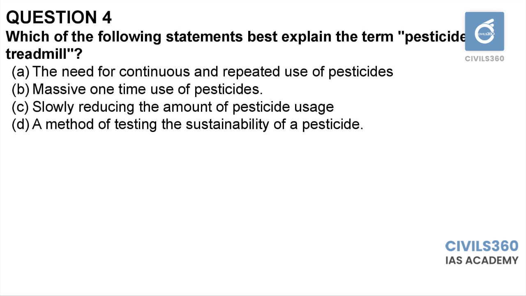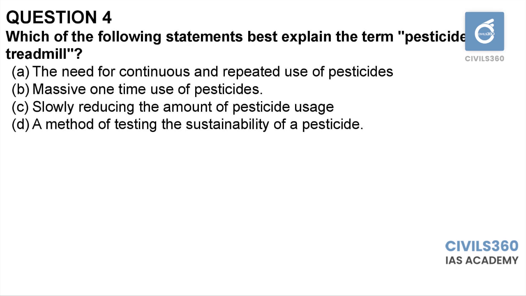Statement A. The need for continuous and repeated use of pesticides. Statement B. Massive one-time use of pesticides. C. Slowly reducing the amount of pesticide usage. D. A method of testing the sustainability of a pesticide. So from that word itself, treadmill, something that goes on again and again. The most appropriate statement that stands close to the said word pesticide treadmill, if you read it, you will understand that it's the need for continuous and repeated use of pesticides.